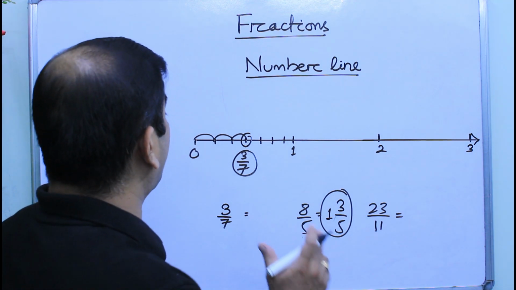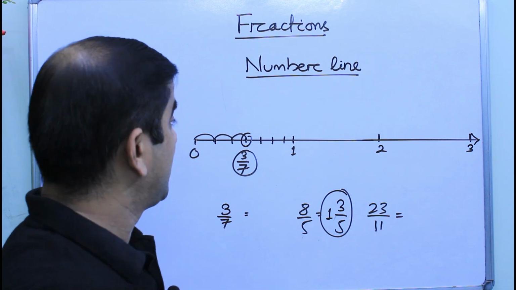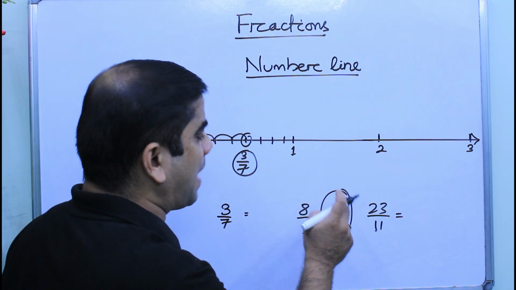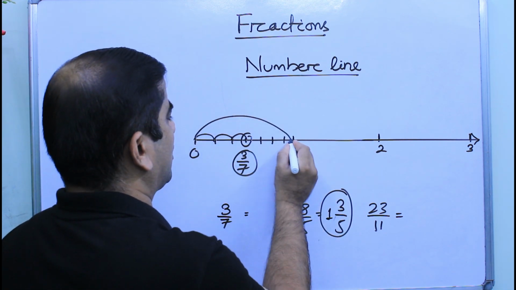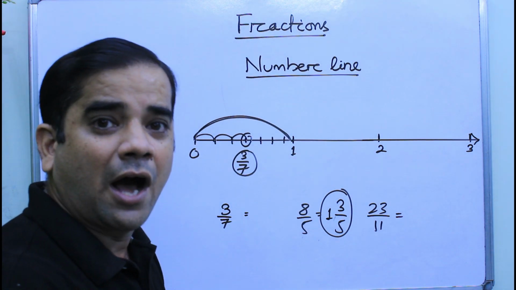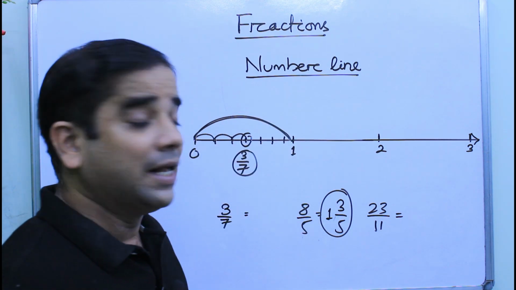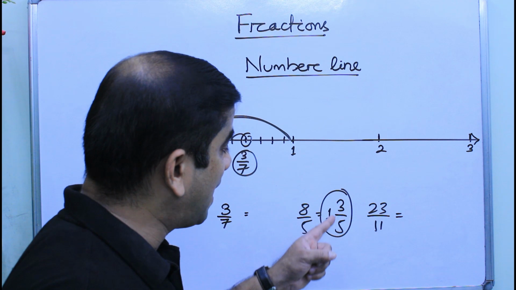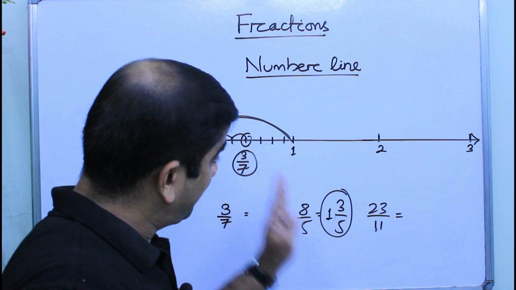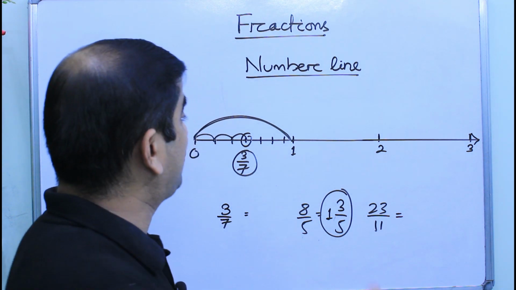That means we need not be bothered about the portion from 0 to 1 because it is 1 whole 3 by 5. So 1 whole means 1 whole, as we have discussed in the other example to find out the place of a fraction or a mixed fraction. That means 1 whole 3 by 5, 1 whole plus 3 by 5. Again 3 by 5 will lie between 1 and 2.